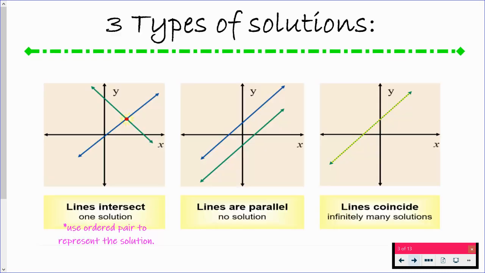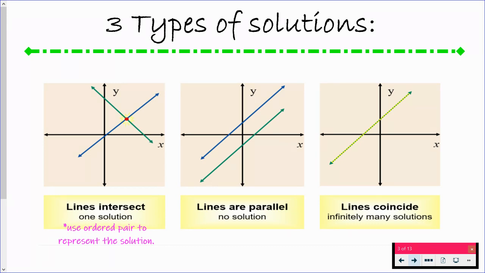Now, with systems, there are 3 types of solutions that we are going to come into contact with. When the 2 lines intersect, that always means that there's just one solution. It means there's only one point where those 2 lines intersect. That's the only time they will ever meet. When you have one solution, you're going to use an ordered pair to represent the solution.